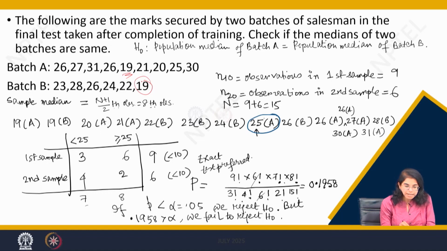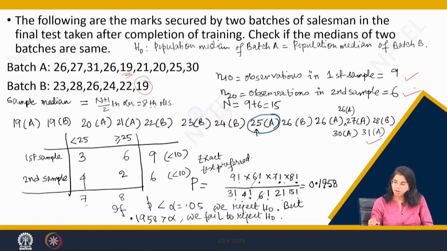Okay, so now we will have to figure out, so this is the arranged observation. How many observations are there? First sample observation 9, second sample observation 6, altogether 15 observations, and the sample median will be located as the 8th observation, because 15 plus 1 divided by 2, that is 16 divided by 2, that is the 8th observation. And which observation stands at the 8th position? Let us count from the left hand side. 1, 2, 3, 4, 5, 6, 7, 8. So 25 is the median of that combined sample.